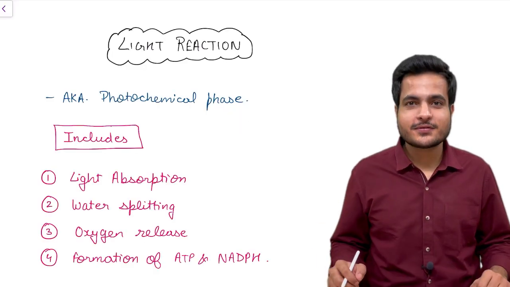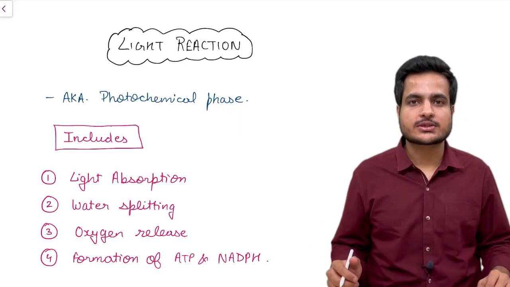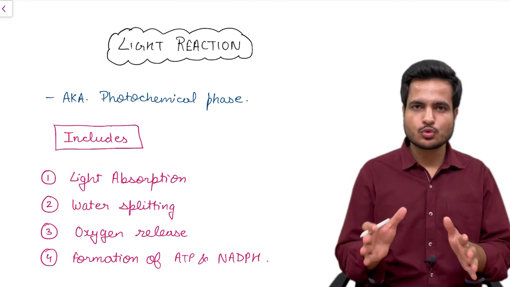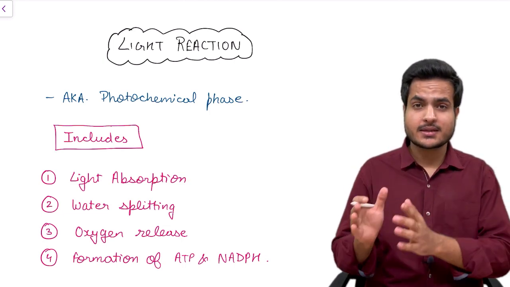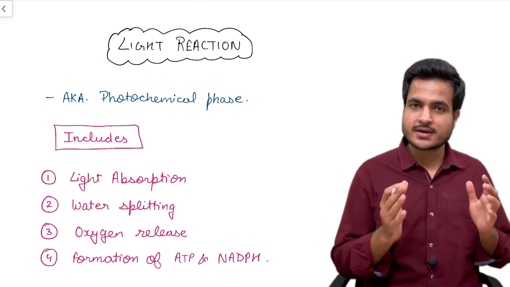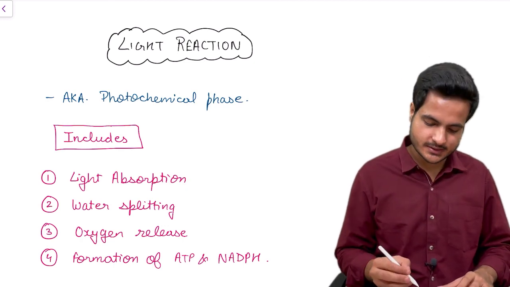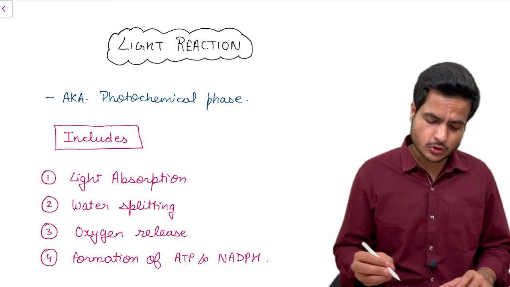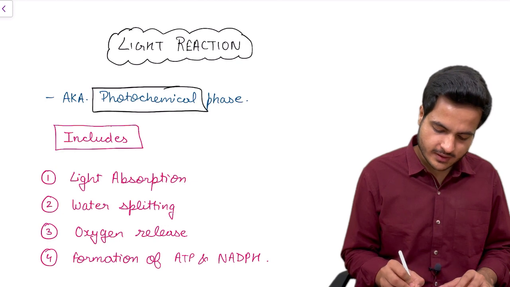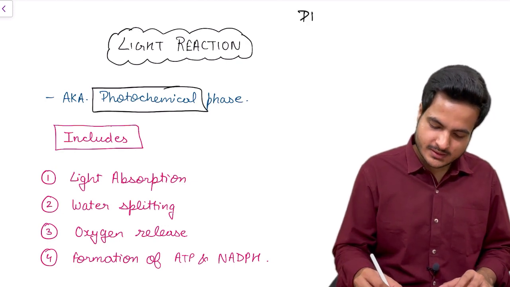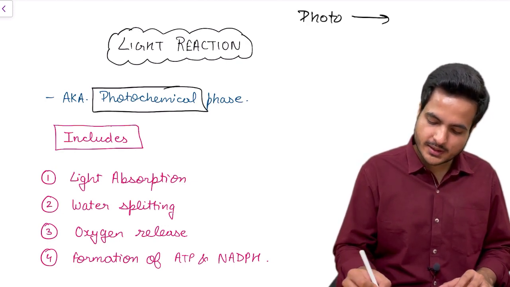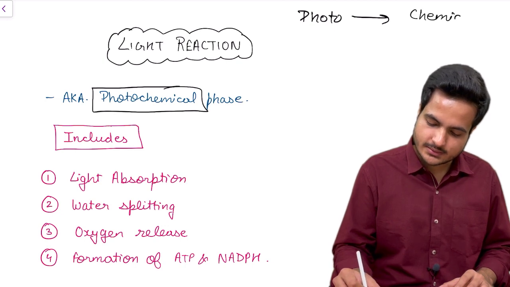Hello everyone, in this video we'll be discussing light reaction. We know that photosynthesis has two parts, one is light reaction and the other one is dark reaction. So we are discussing the first part of photosynthesis, that is light reaction, which is also called the photochemical phase. That means photo, meaning light energy, would be converted into chemical energy.